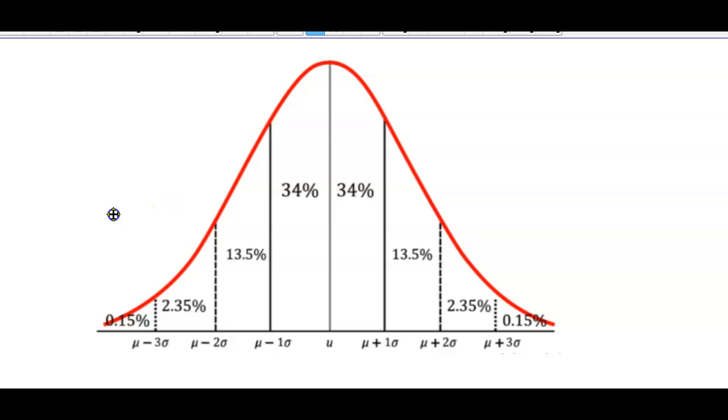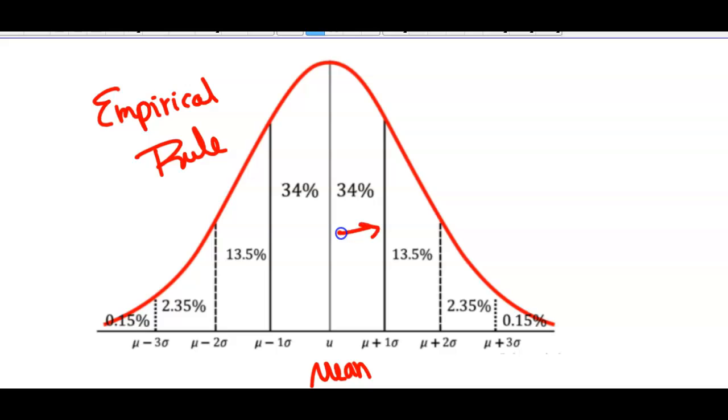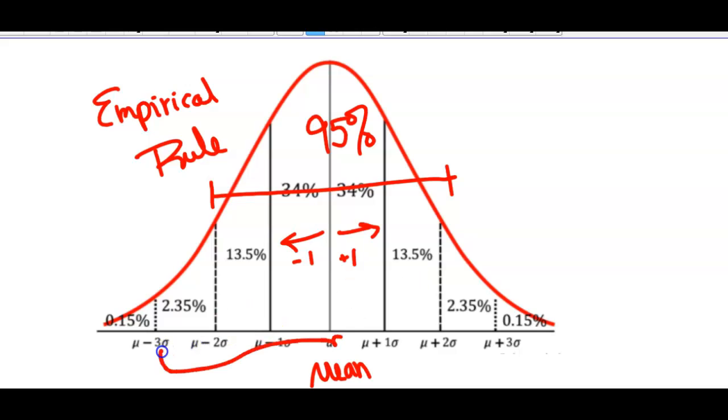But the empirical rule, which I always want to spell wrong, says that from the mean, if you go out one standard deviation either way, one above or one below, you go 34%. So 68% of the data is within one standard deviation of the mean. 95% is within 2 standard deviations, or another 13.5% on either side. If you go out 3 standard deviations, you go to 99.7% of the data. Okay, so those are the 3 numbers.